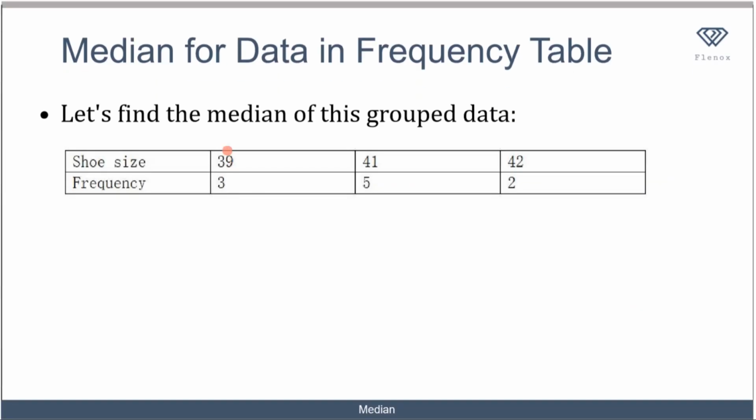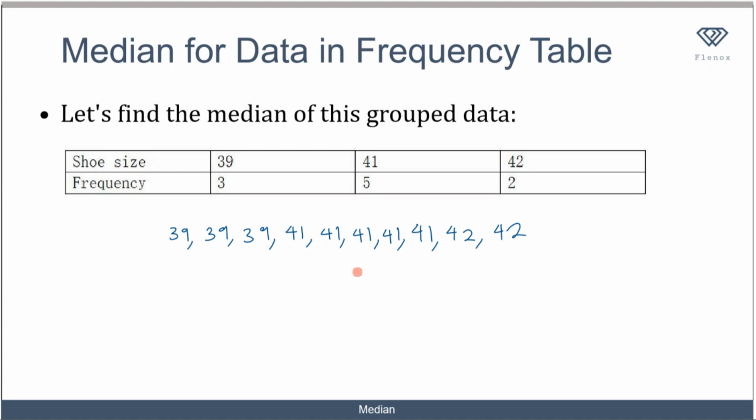So let's look at a scenario in which we have a frequency table, or the information is grouped in a frequency table, and try to solve this from first principles. As we did with the median, we list out all this data in its raw form. So I write out 39 three times: 39, 39, 39. I have 41 five times: 41, 41, 41, 41, 41. And I have 42 twice: 42 and 42. As you can see, these numbers are already arranged in ascending order.